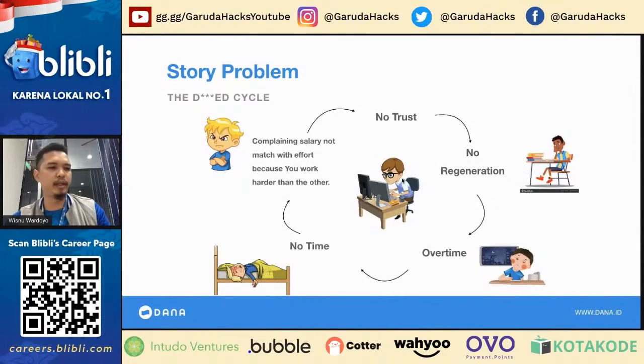This is the first cycle. The first one is not trust. You will not trust your teammate, and then you would rather work by yourself. After you work by yourself, your team will not grow, right? Because they may be just doing simple jobs or basically nothing. Because your team is doing nothing, and all the tasks are done by you, you will keep working overtime all the time, right?